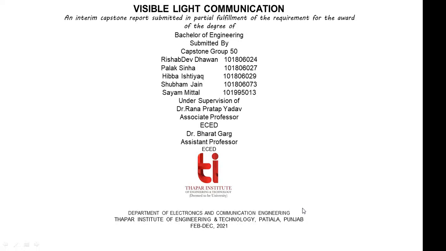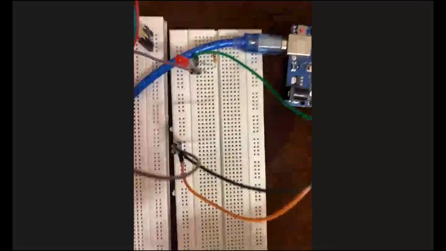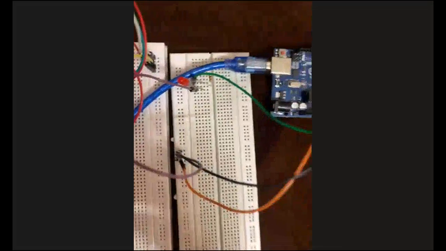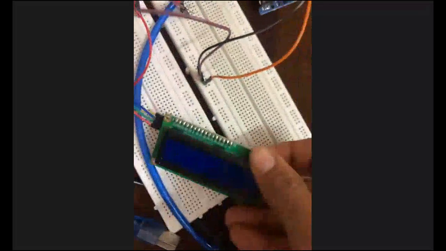Now, Sayam and Rishabh will explain the hardware part. Hibba and Shubham will explain the software part of the prototype. This is the transmitter side, where an Arduino Uno is connected to a breadboard containing an LED and a resistor. This is the receiver side, where an Arduino Uno is connected to a breadboard containing an LDR, connected to an I2C converter, which is connected to an LCD display.